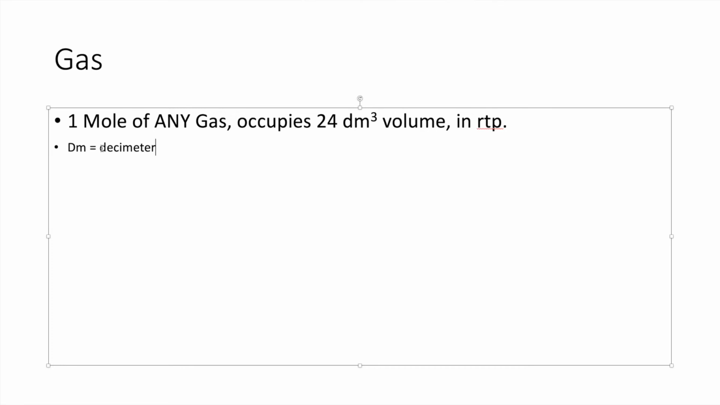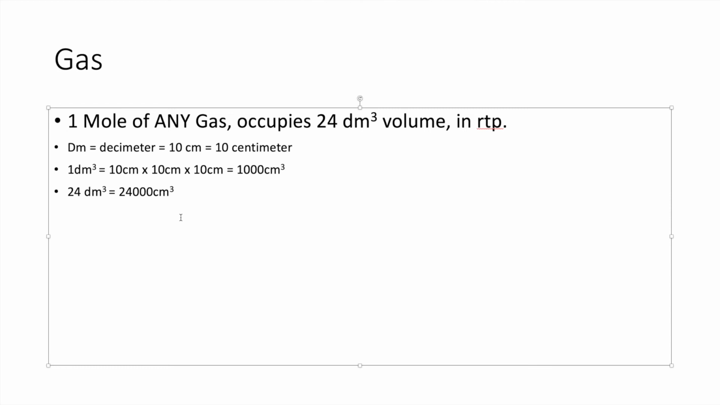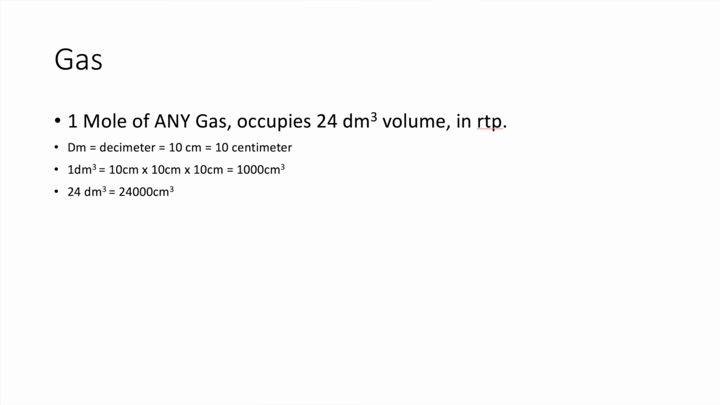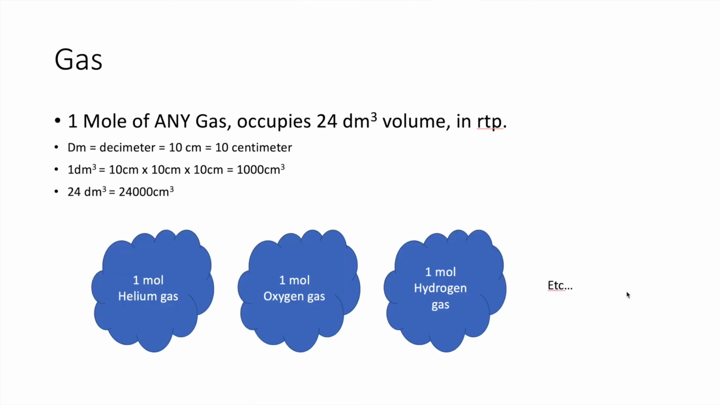And what is dm³? dm stands for decimeter. A decimeter is 10 cm, so a decimeter cubed will be 1000 cm³, because 10 times 10 times 10 gives you 1000 cm³. And 1 mole of any gas occupies 24 dm³, which means 24,000 cm³. More often than not, questions that involve gases will be in dm³ units, not cm³.